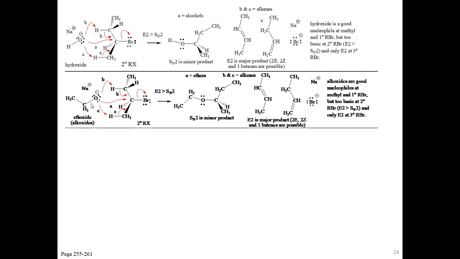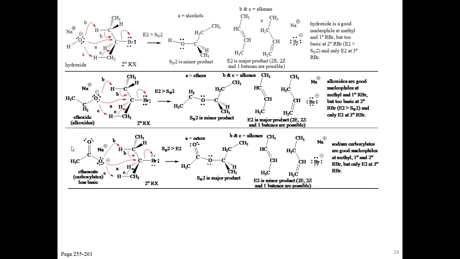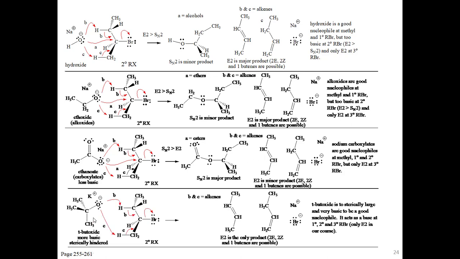The ethoxide, the alkoxide, is going to be exactly the same, except I'll get an ether and the same alkenes. Ether will be the main product because it's at a primary center. If I use the carboxylate, ethanoate, this is going to be a very good SN2, so that'll be the main product, and that would be it. I get a little bit of E2, if any at all, with the same possibilities for all three. If I use the t-butoxide, well, just E2. So I'm going to get three different alkenes, the one alkene, and the E and the Z alkene. Okay.